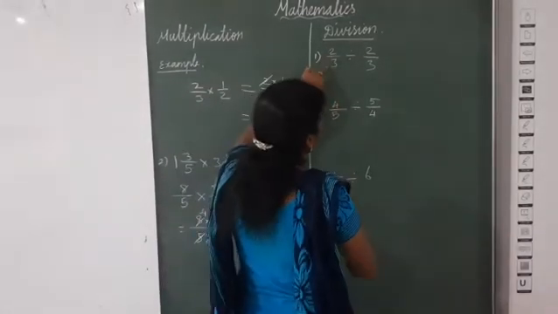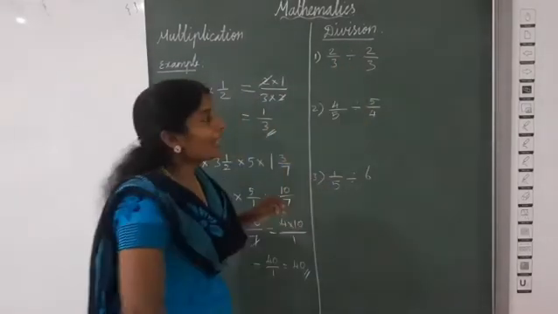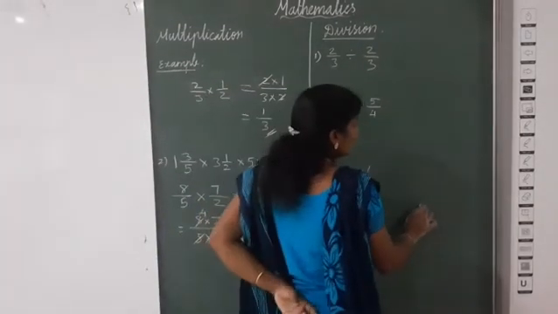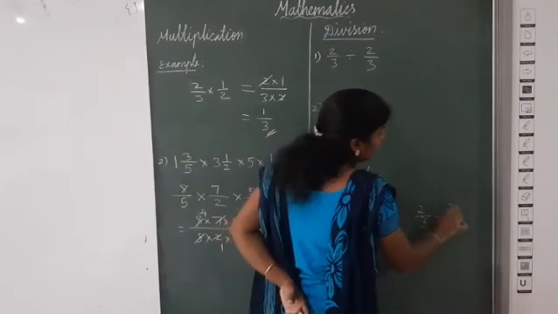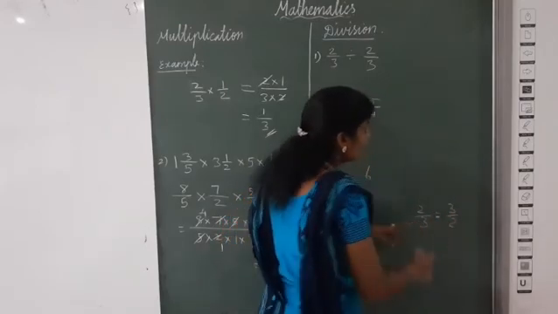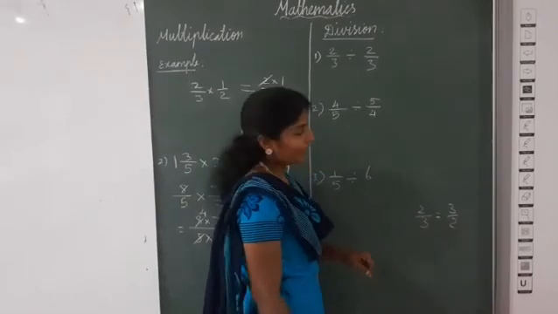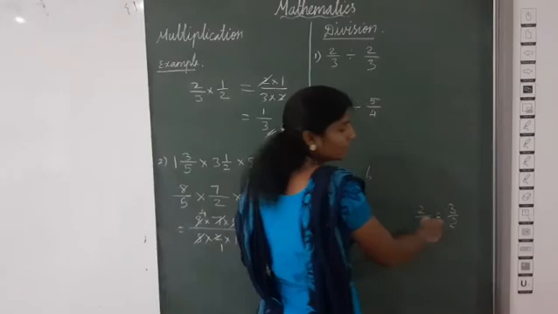First one, 2 by 3 divided by 2 by 3. Division means we can write the reciprocal. What is the reciprocal, do you know? Reciprocal of 2 by 3 is equal to 3 by 2. The denominator goes in the numerator and the numerator goes in the denominator. Okay, this is the reciprocal. Now we can use the reciprocal.